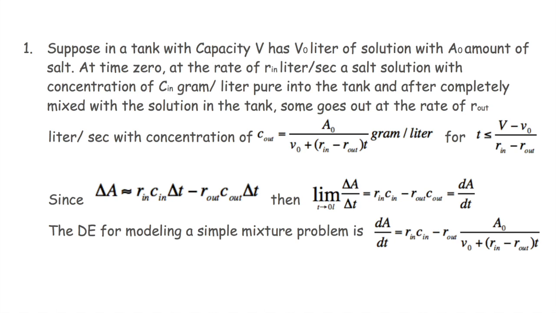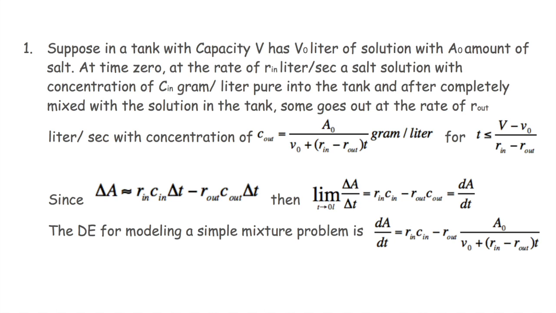Since delta A is approximately equal to R sub n times C sub n delta T minus R sub out times C sub out delta T, then the limit as delta T goes to 0 is equal to dA over dt. Therefore, dA over dt is equal to R sub n times C sub n minus R sub out times C sub out.